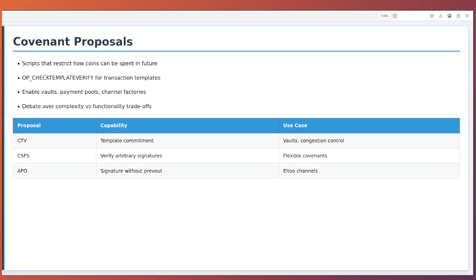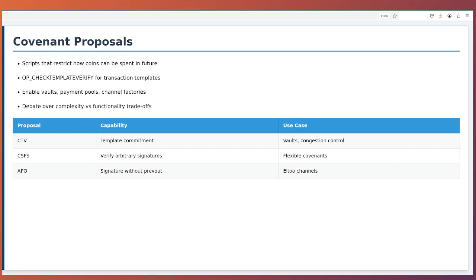SIGHASH_ANYPREVOUT is a new signature hash type that enables signing transactions without committing to specific previous outputs, useful for L2 Lightning channel updates. More powerful but contentious proposals include OP_covenant and general recursion capabilities.